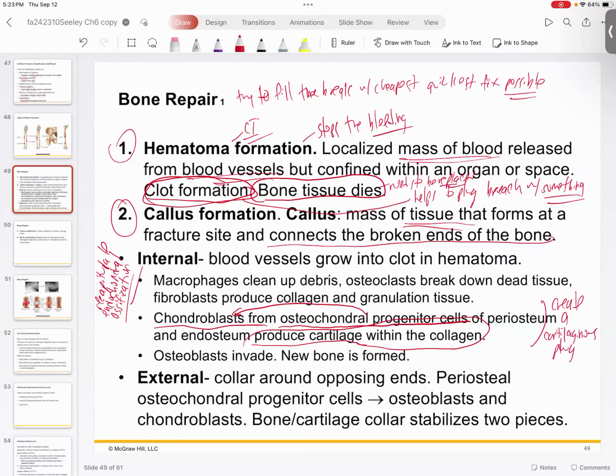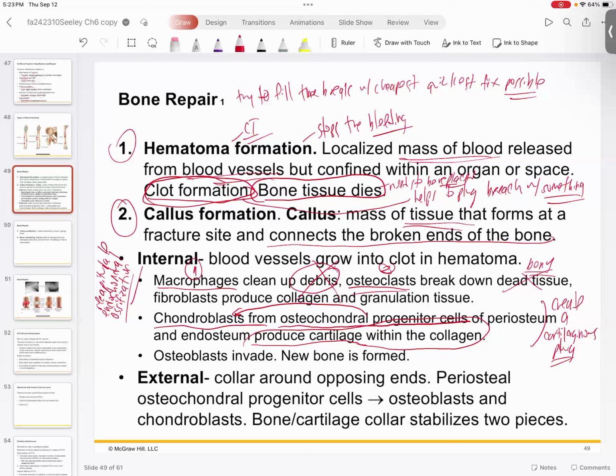That's your first callus. Now, while this is happening, you have macrophages at the site that are coming in, and through phagocytosis, they're gobbling up the debris and getting rid of that. Osteoclasts are also coming to the site, and they're basically breaking down the dead bony tissue. The stuff that's already dead, you can't do anything with it. It's just gobble up that matrix and let's reuse it somewhere. So that's your osteoclastic activity.